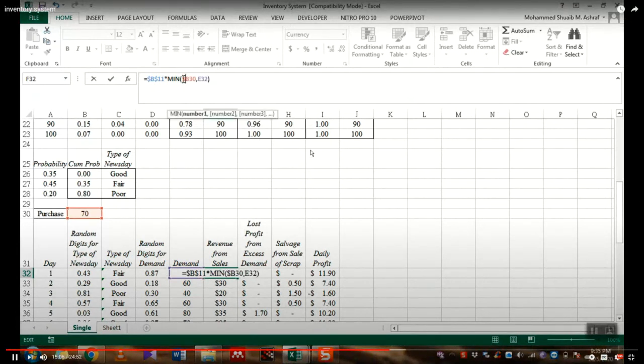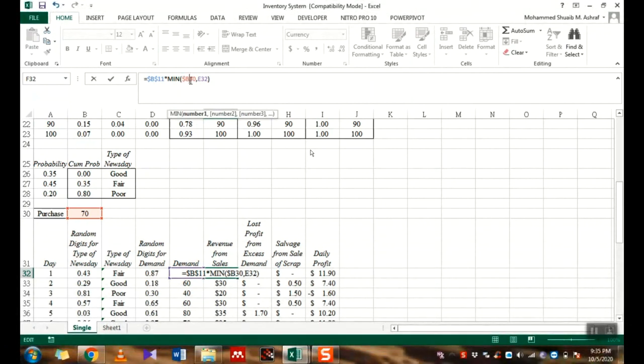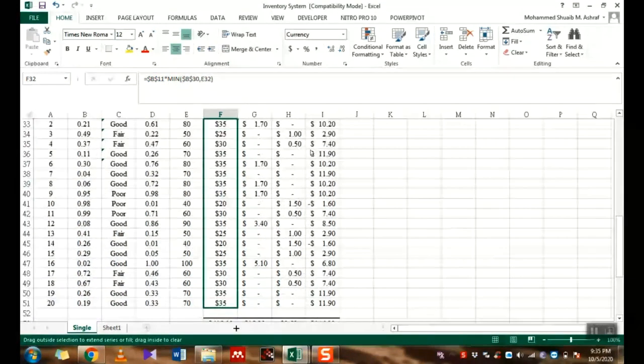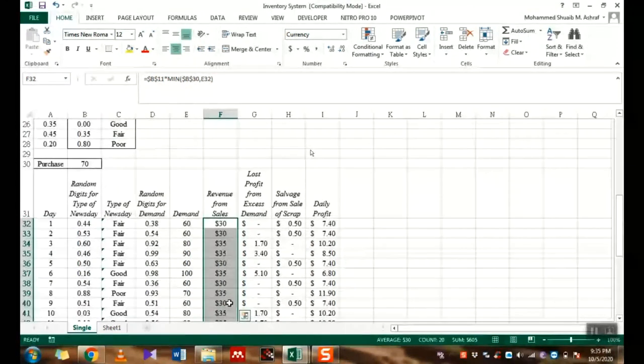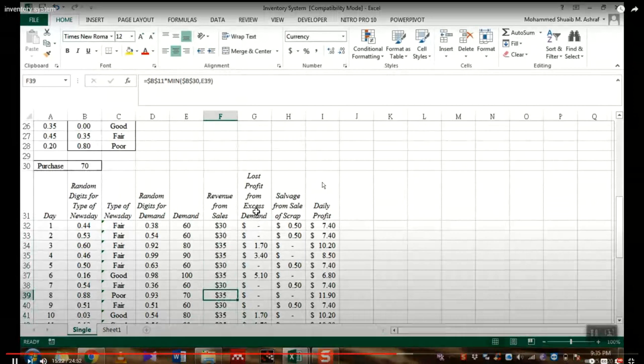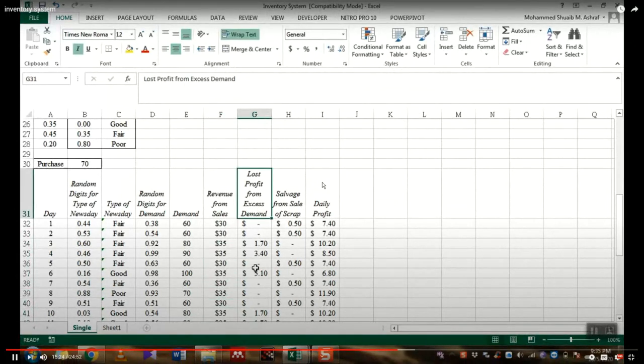The 70 newspapers will be fixed, so I will make it fixed. Now I have applied the formula to all the 30 cells, so revenue from sales is being calculated. Now, lost profit from excess demand.